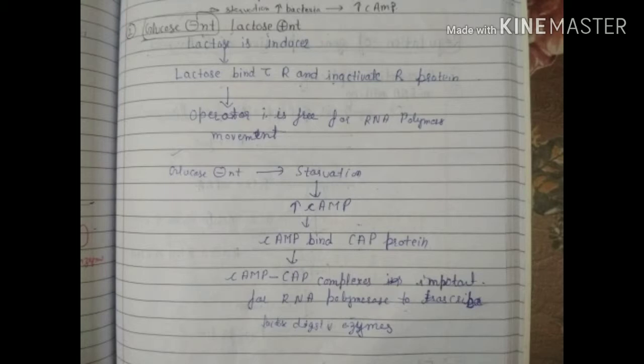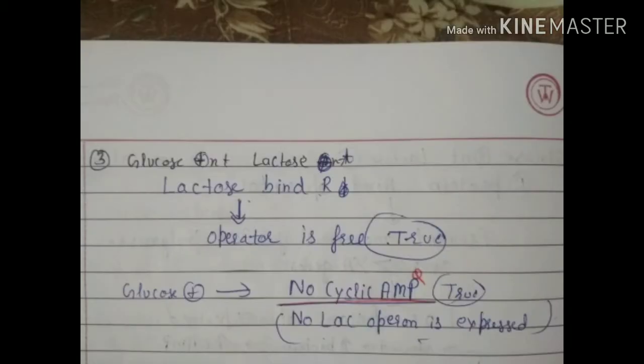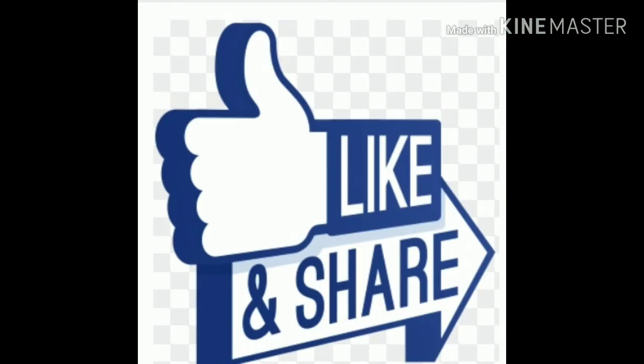Now the third situation, which is very interesting. Glucose present, lactose present. Now the bacteria has glucose and has lactose. Now the bacteria will use glucose. I have told you glucose is the preferred source of energy. Lactose will bind to the R protein. The operator is free, yes, that is true. It means RNA polymerase goes freely, but the digesting enzyme is not transcribed because there is no cyclic AMP. That is the important role of cyclic AMP.